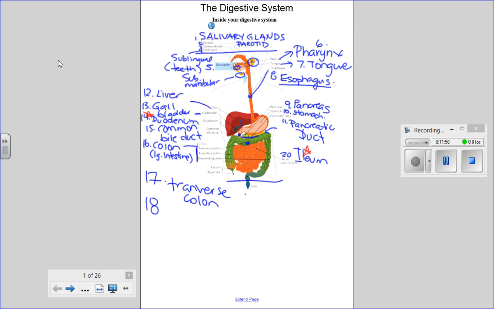Number 18, which is pointing right about here, is your ascending colon. And it's called ascending because food goes up. So when we trace the path of food, food will come in on this side of your colon, travel upwards, go across, and then finally go over to this side of your colon, 19, which is the descending colon.